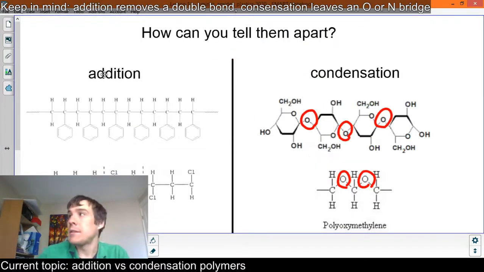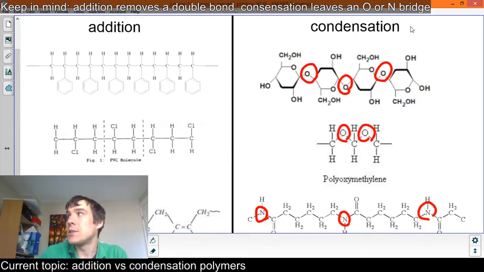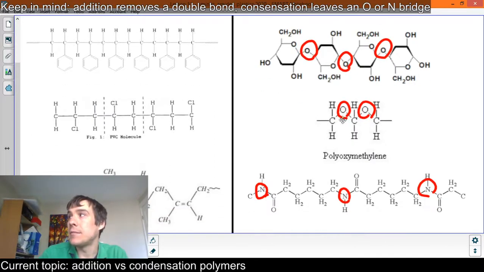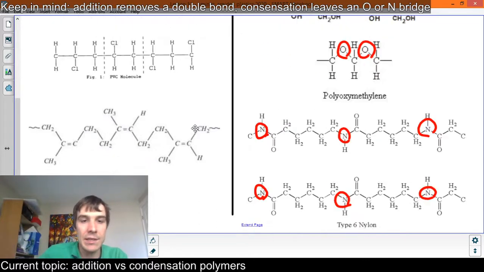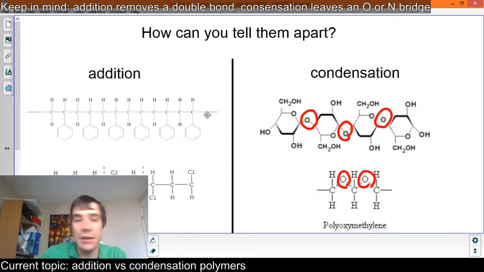How do you tell them apart? How do you tell addition versus condensation? It's those bridges. You can easily see them by identifying the repeating chains, and you see those bridges, the nitrogen bridges, the oxygen bridges here. These have no such thing. They don't have those bridges along the way. They might have oxygens kind of hanging out, up and down, but if they're not part of the main link, it was an addition polymer rather than a condensation polymer. So that's addition versus condensation polymers.